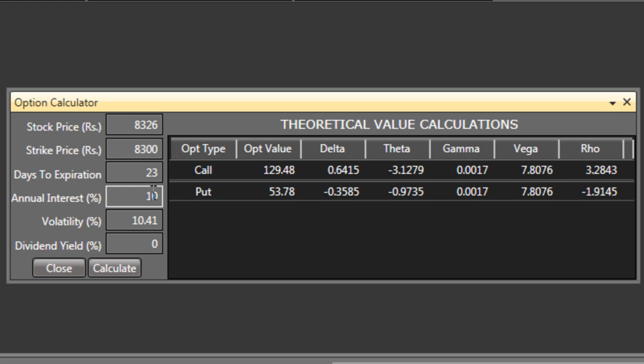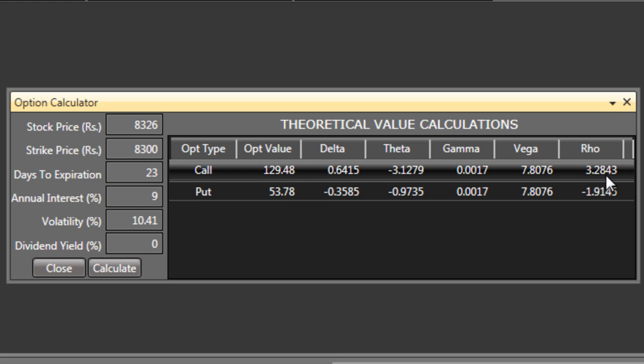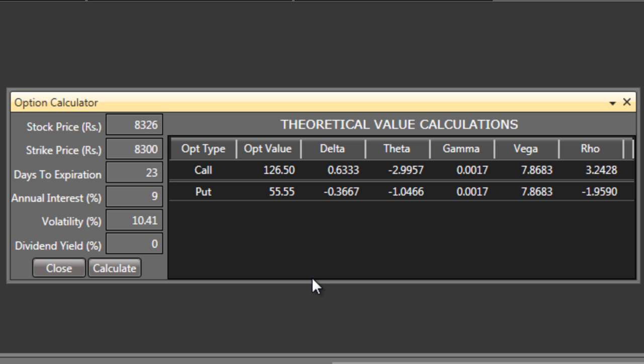Let's say I reduce it by 1%, from 10 to 9. There has to be a reduction of 3.28, and it actually reduced by 3.28 in the option value. So this is how we use an option calculator.